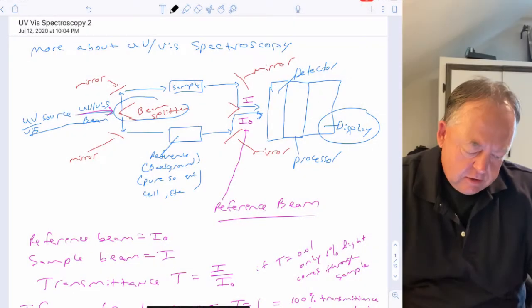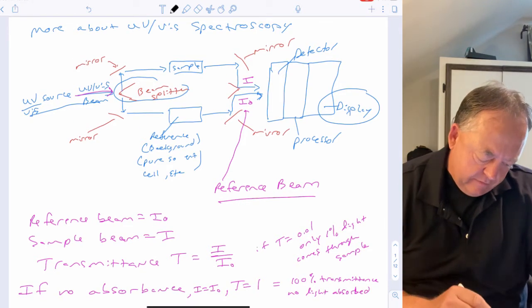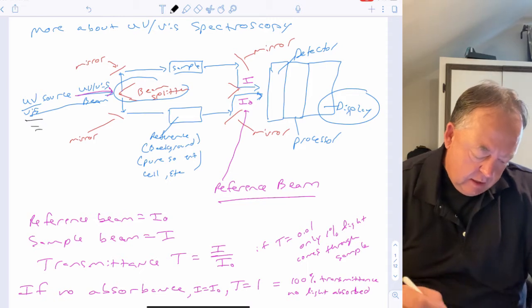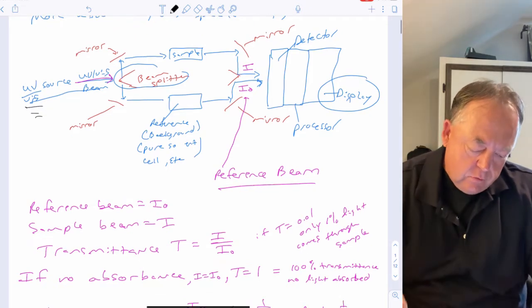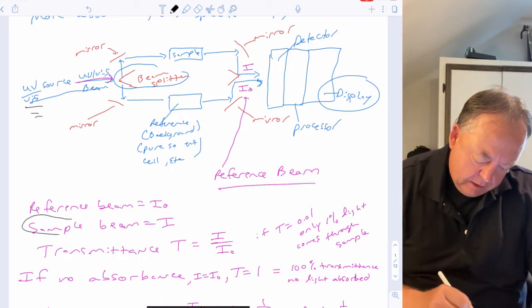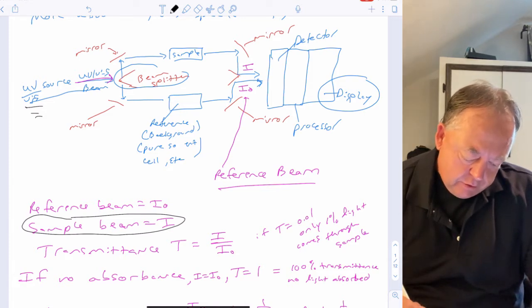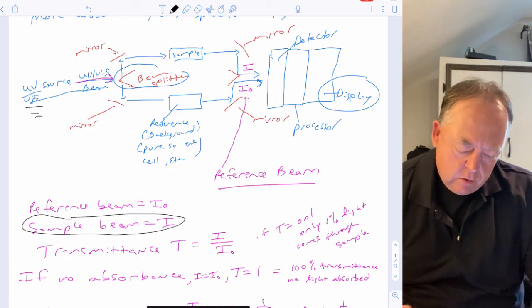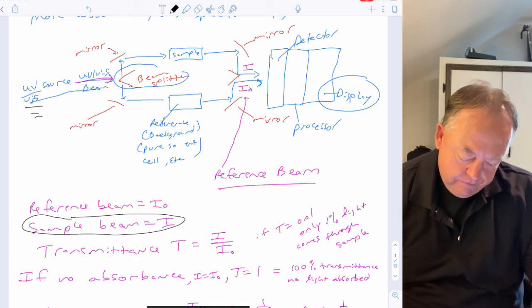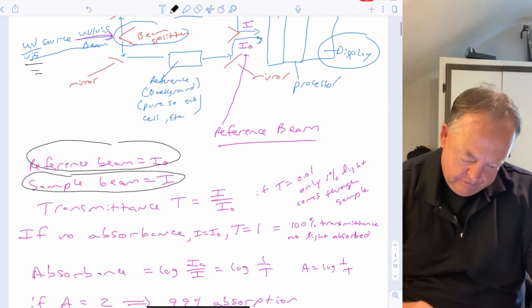So this will be just a second lecture over UV Vis spectroscopy, to cover a few other details. Again, in the last lecture we talked about the basics of an instrument. You have a UV source, and then you split the beam and send one of those beams through your sample. That would be what's called your sample beam, given the symbol I. And then you have the other beam that goes through just the reference, so just the cell and the solvent that you're using. That's what's called the reference beam, given the symbol I0.